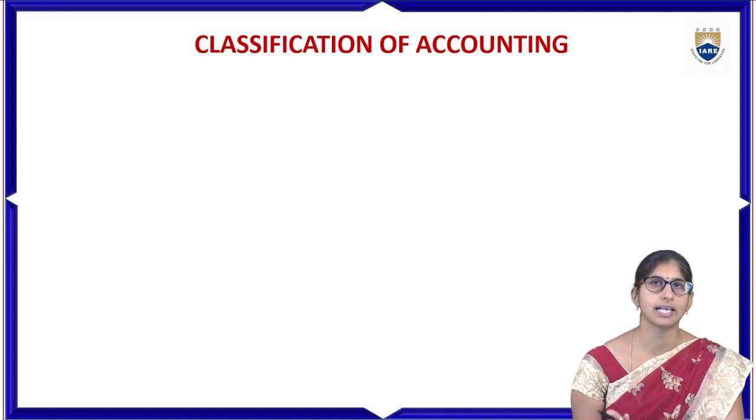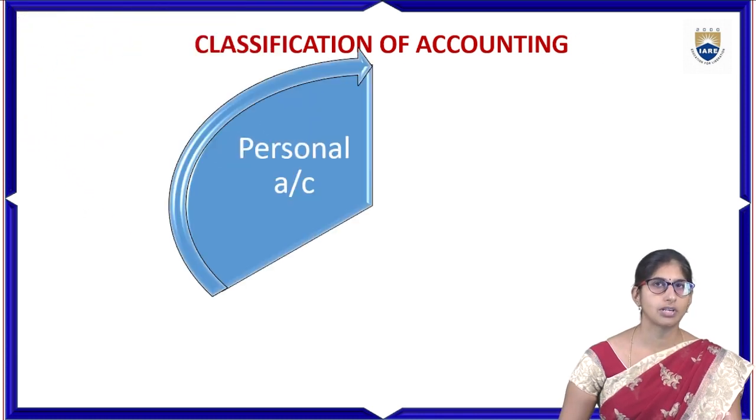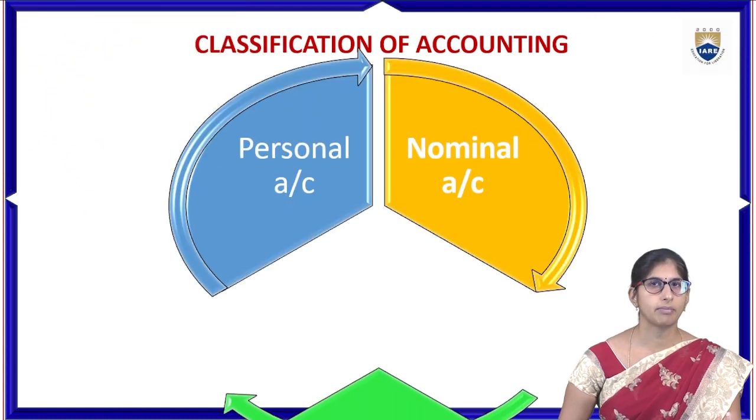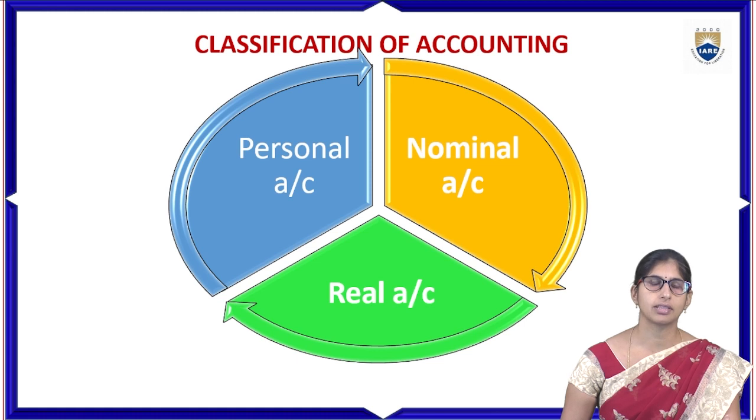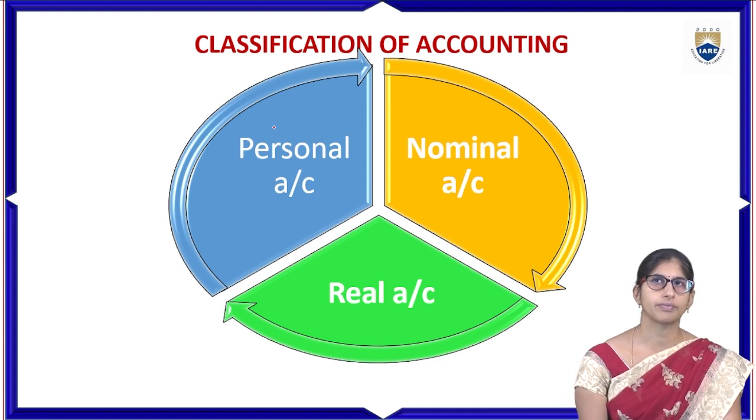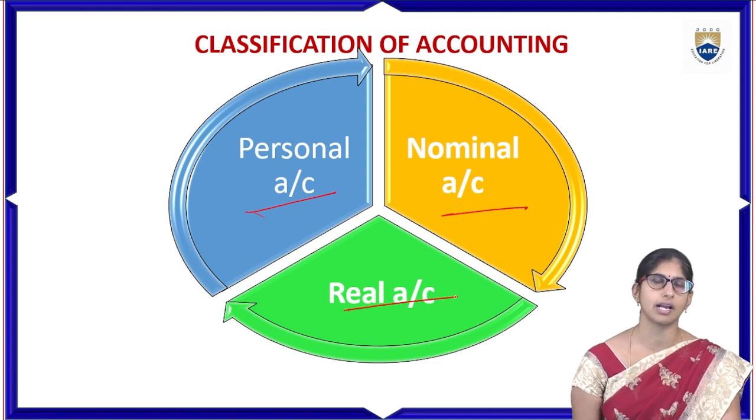We have certain classification of accounts. The first is the personal account, then the nominal account and the real account. These are the three basic classifications of accounts, the rules of accountancy. We can just read them as the rules of accountancy. So here we maintain personal account items, nominal account items, and real account items.